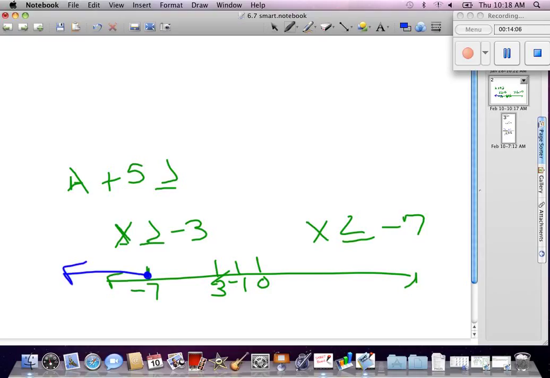And now X, this is the bigger part of the arrow. It's right next to the X. So X is greater than -3. So is this an and or an or? Or, because they're going away from each other.